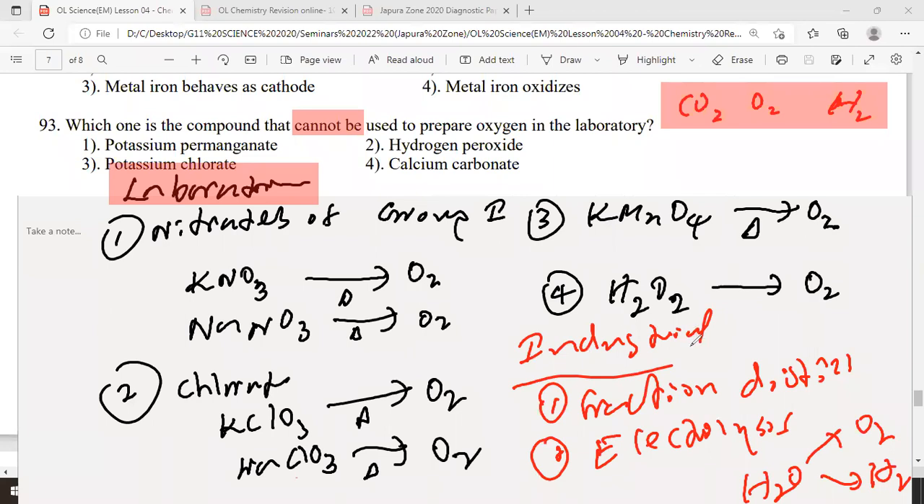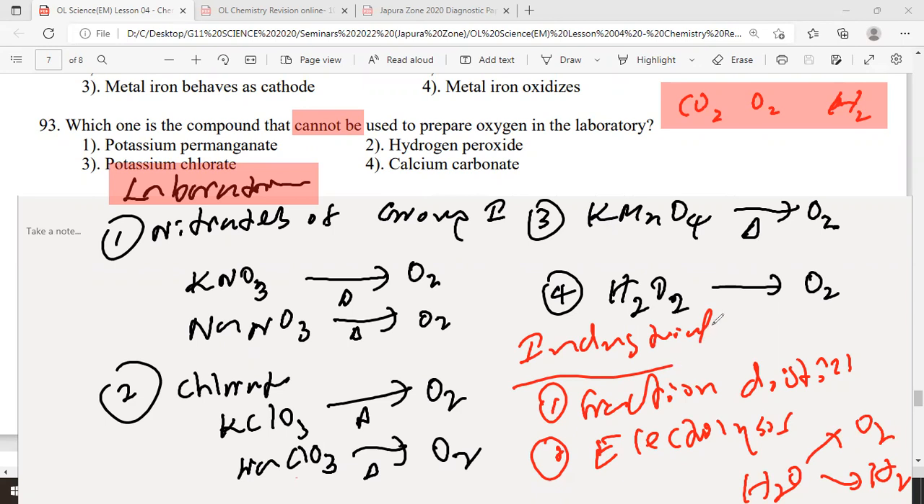From atmospheric air, 21% oxygen, we can get it by fractional distillation. You can cool air and get liquid air, and you can separate it. Then the other one, electrolysis of water. You can pass electric current through acidic water, then the water molecule is broken down, releasing oxygen and hydrogen gas.